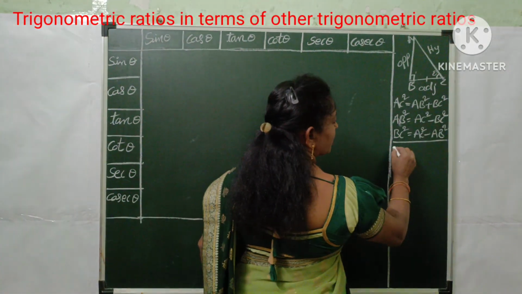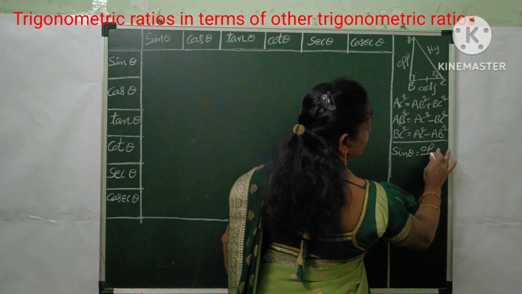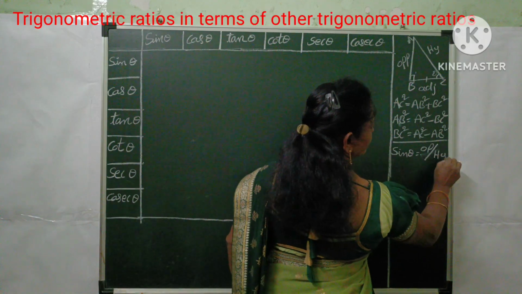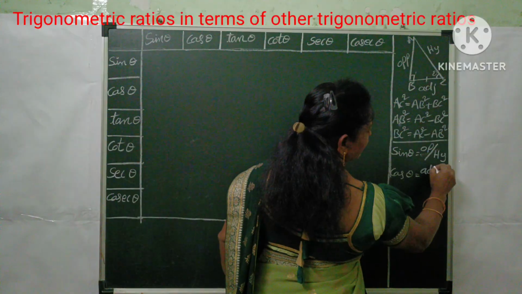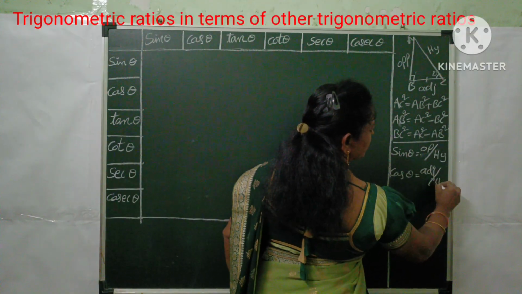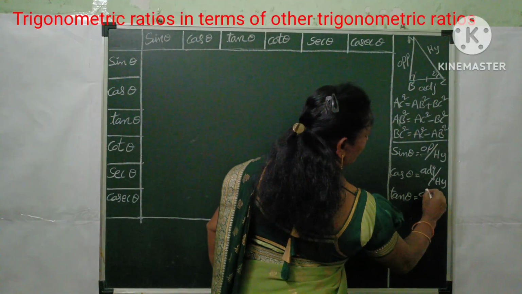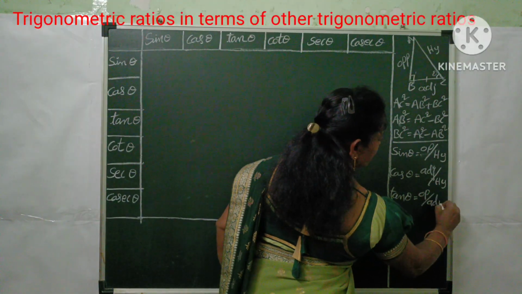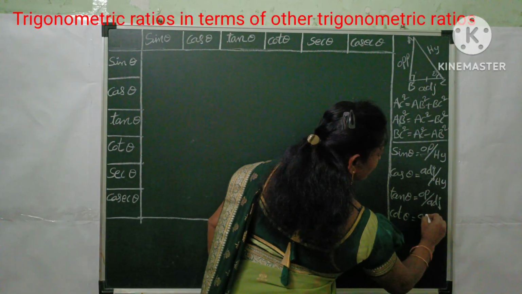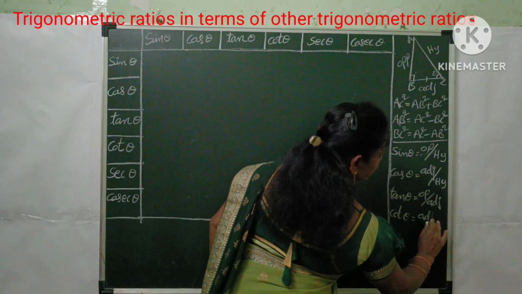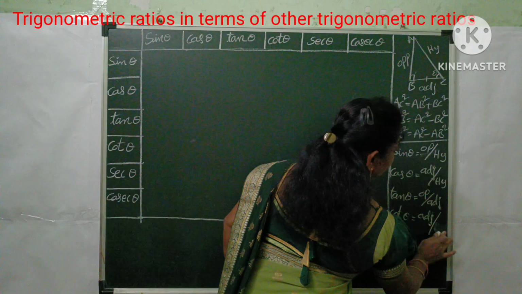Next, write the six trigonometric ratios. Sin theta is opposite by hypotenuse. Next, cos theta is adjacent by hypotenuse. Next, tan theta is equal to opposite by adjacent. Next, cot theta is equal to adjacent by opposite.